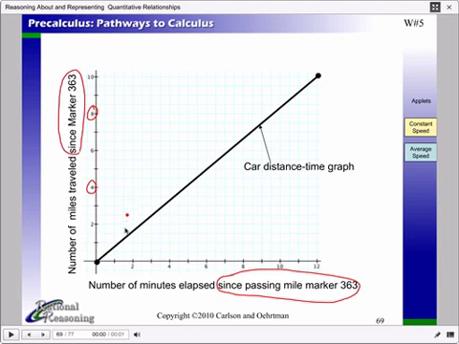Similarly, time. 2 minutes isn't 2 minutes plus the 18 minutes that took us from Topeka. So Topeka's out of the question now.